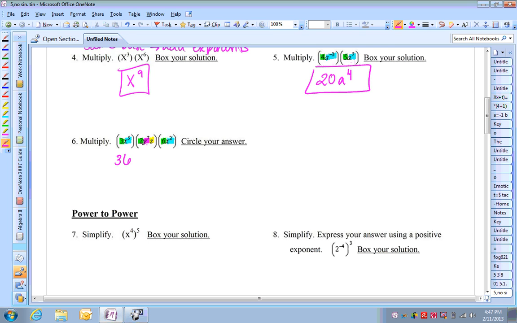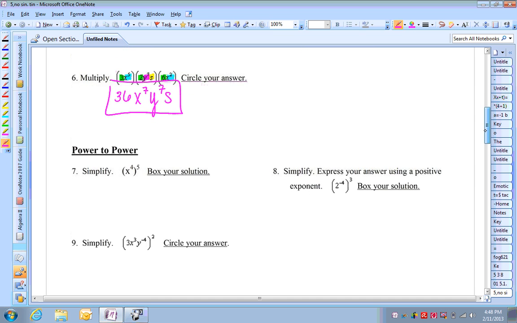And when we multiply x to the 5th times x squared, it's the same base. So we add the exponents and it becomes x to the 7th. And then our y and s term are by themselves, so we just bring those down, y to the 7th and s. So our final answer is 36 x to the 7th, y to the 7th times s.